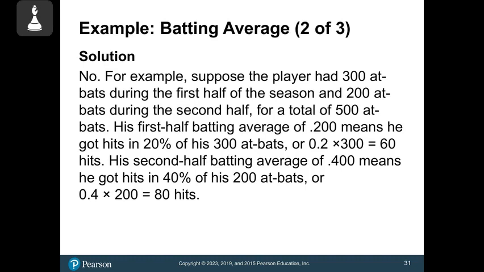So the first half batting average of .200 means that he got 20% of his 300 at bats. That means he got 60 hits. If we did the .400, that means 40% of his second half at bats. 40% of 200 is 80 hits. Now we can then calculate on the next slide what his actual percent is.